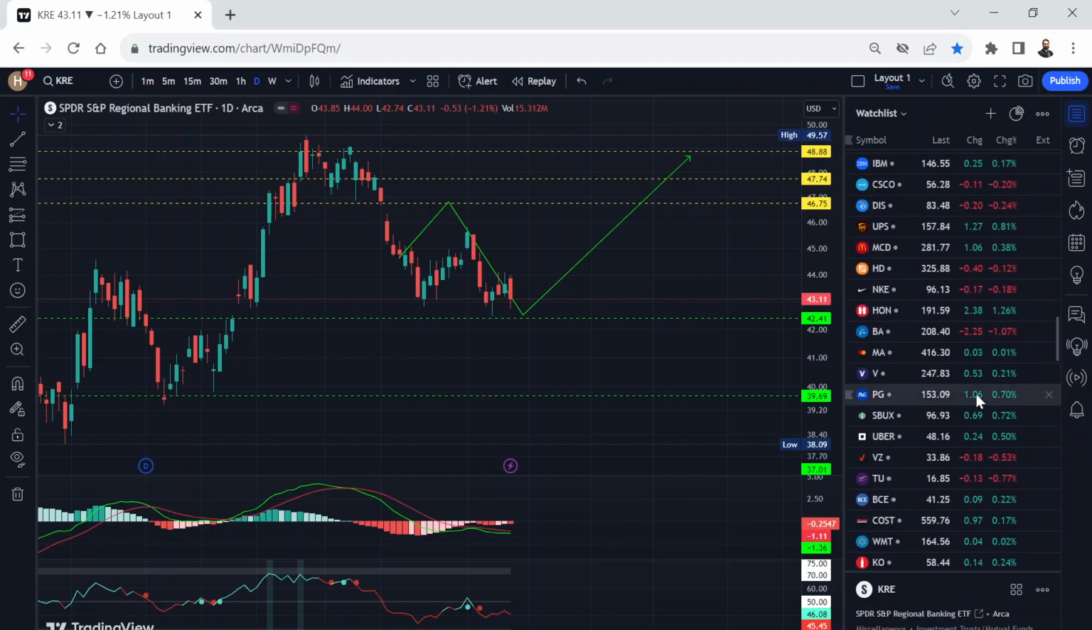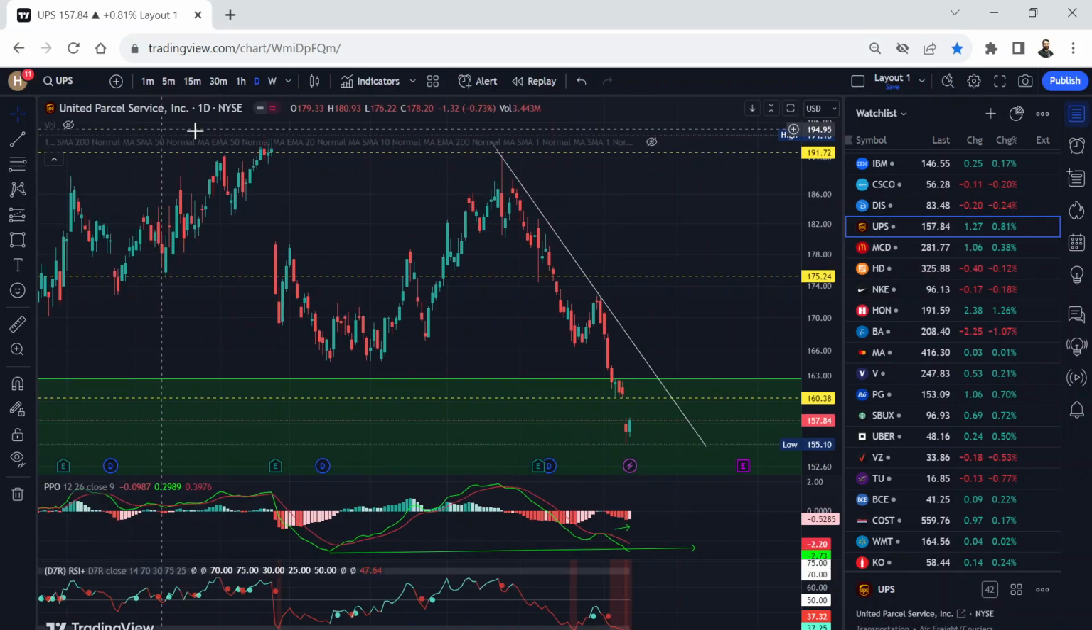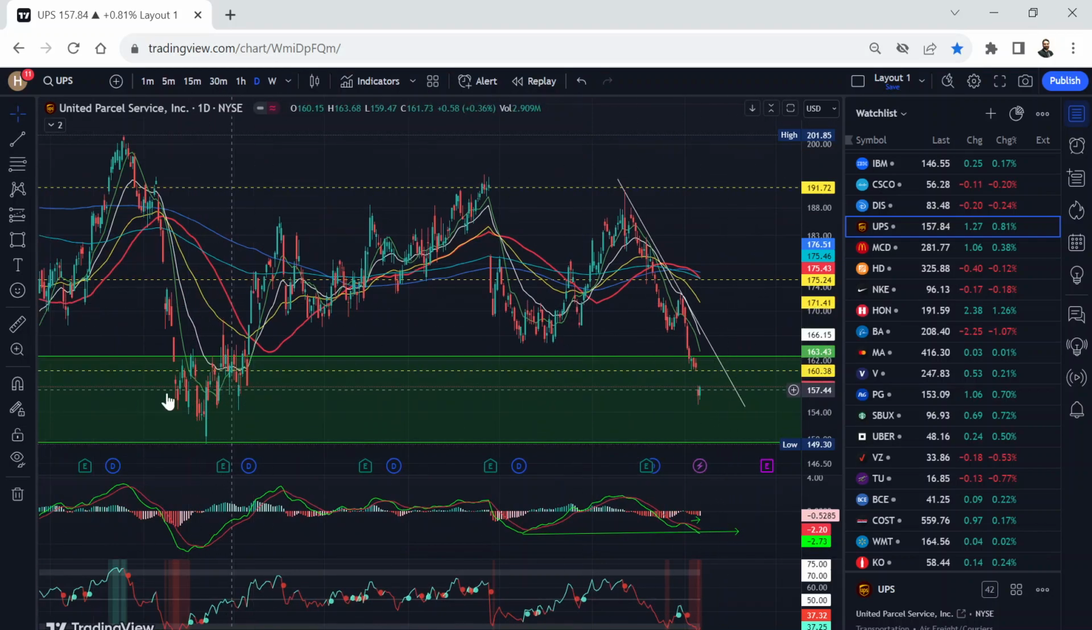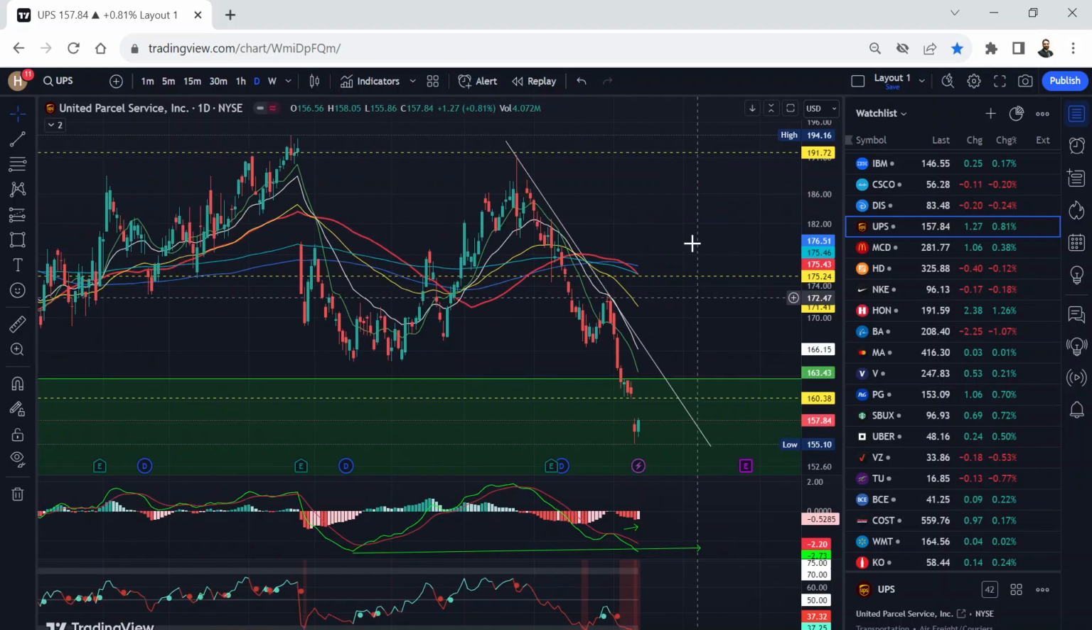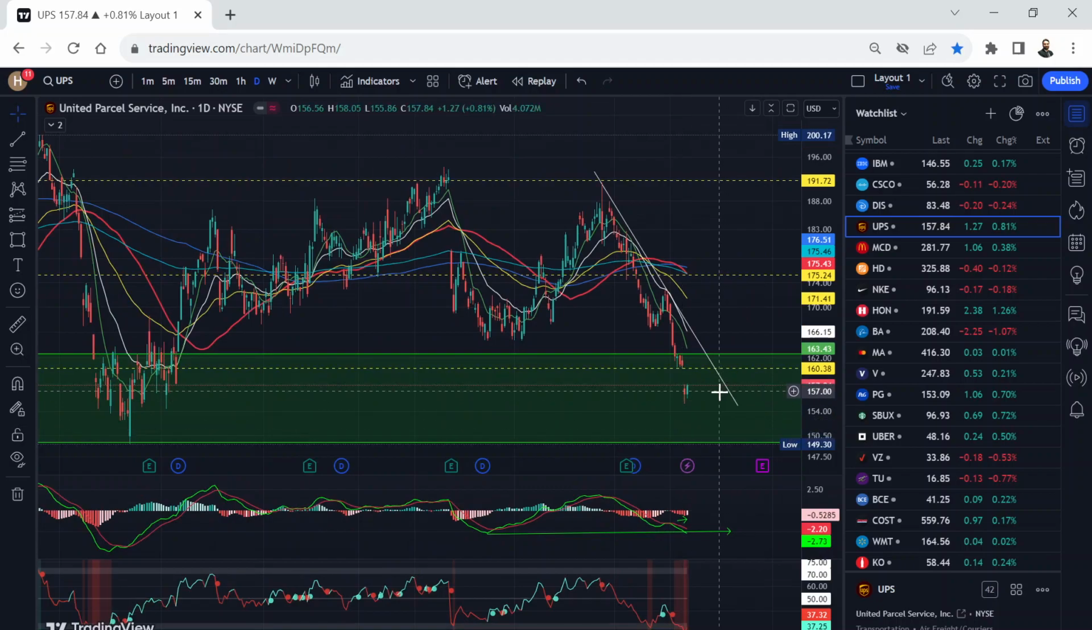And let's quickly look at UPS and see how it did today. 0.8%. Let me add moving averages. You can see it's consolidating. This is the area of massive support, multiple gaps on the yellow, so a lot of room. This is what we want to see. I want to see a little bit more consolidation. That's the bottom forming pattern before it goes higher.